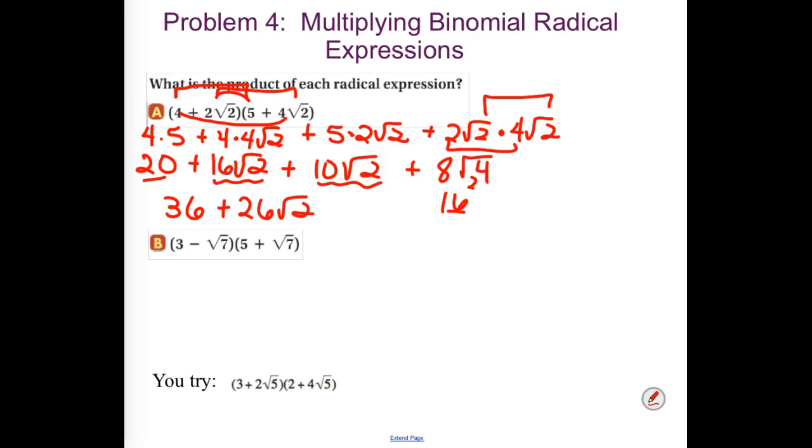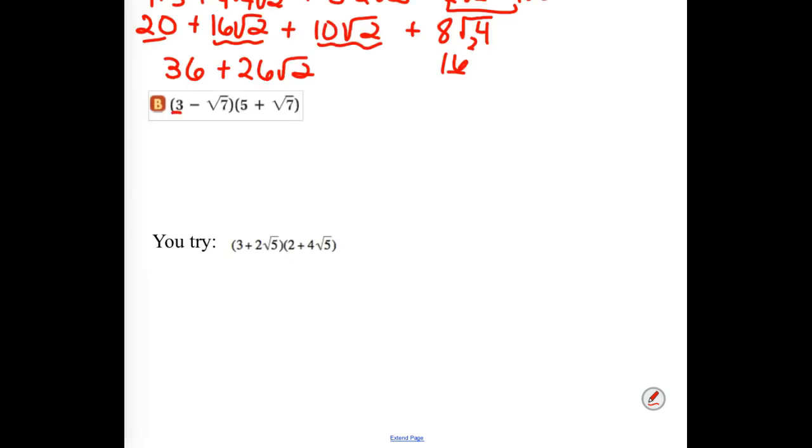Okay, let's try one more. First terms first, 3 times 5. 15. What do we get for outsides? I'll tell you the common mistake would be to say that's the square root of 21. The 3 is outside of a square root symbol, the 7 is inside. You cannot multiply those together and make a 21. You can write it as 3 root 7. What you're really doing is 3 times the 1 that's in front.